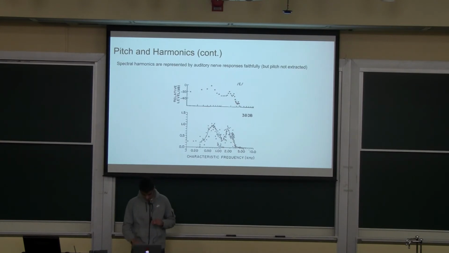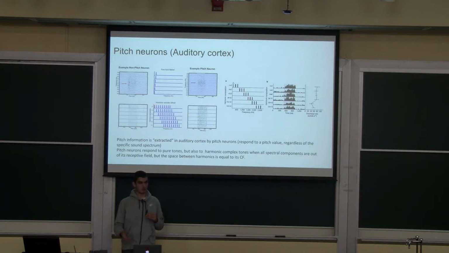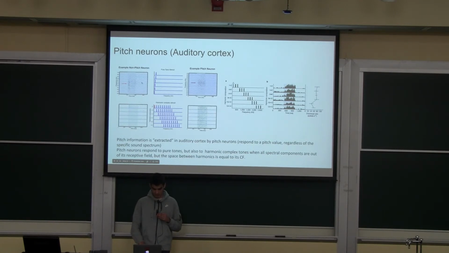Yeah, and then where we actually do represent pitch is in the auditory cortex. What these diagrams show is that pitch information is extracted in the auditory cortex. The key feature to understand is that if you look at a pitch versus a non-pitch neuron, the non-pitch neuron only responds to a sound with frequency components that fall into its receptive field.